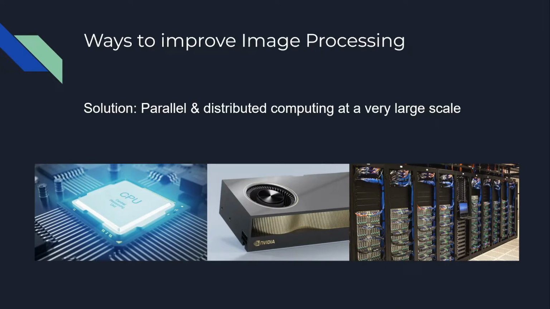So a solution to actually improve image processing is to have very advanced computer parts and architectures. And a solution to this is actually parallel and distributed computing at a very large scale.